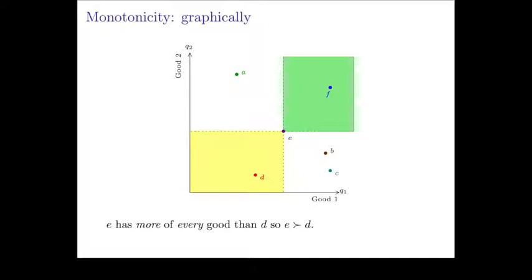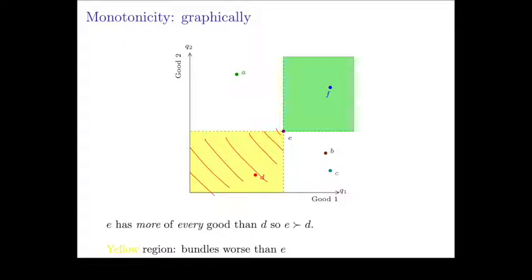Now, by the reverse argument, E has more of both goods than D. D only has this much of good 1, and it has only this much of good 2. So E has more of both goods than bundle D, and therefore monotonicity says E has to be better than D. In fact, that's going to be true of any bundle in here. So everything in this shaded region has to be worse than E, or E has to be better than any bundle in that area.